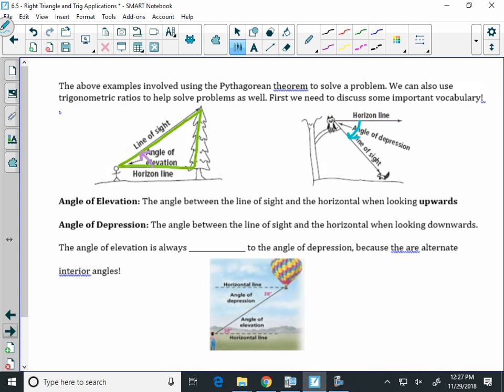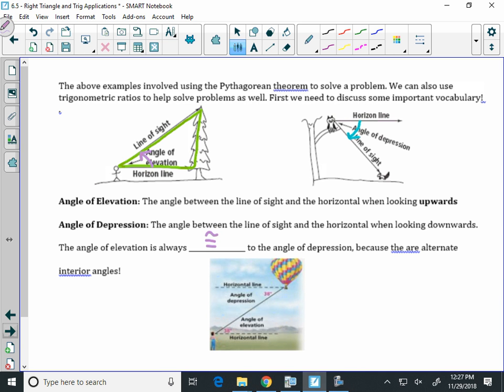The angle of elevation is always congruent to the angle of depression because they are alternate interior angles. Meaning, if we look at this diagram, we have a person looking up at the hot air balloon and someone in the hot air balloon looking down at the person. So they're sharing that line of sight. Right?